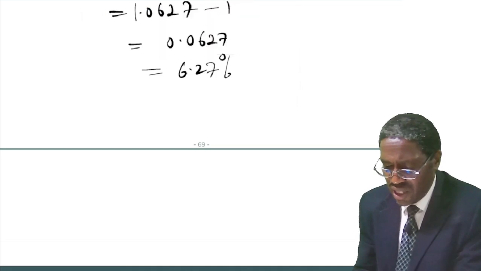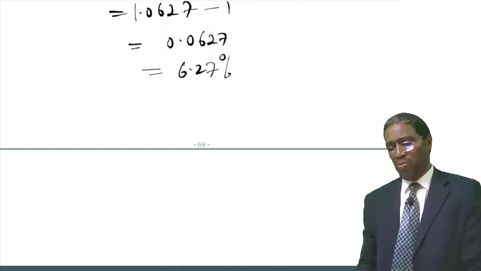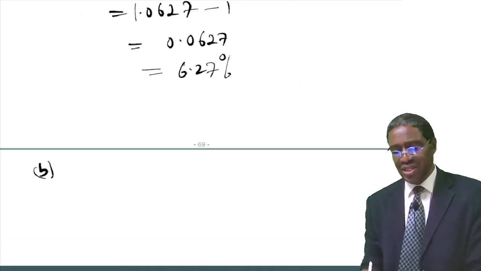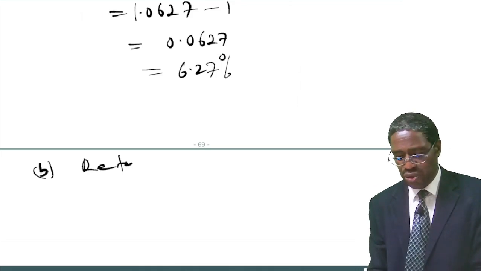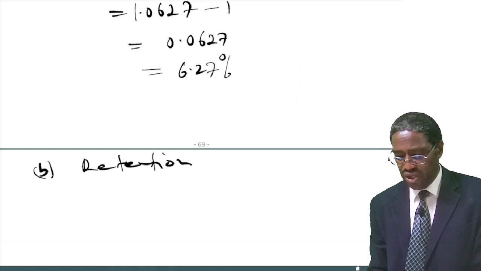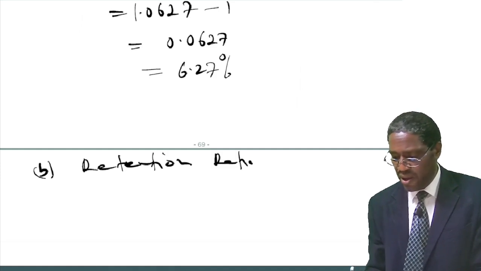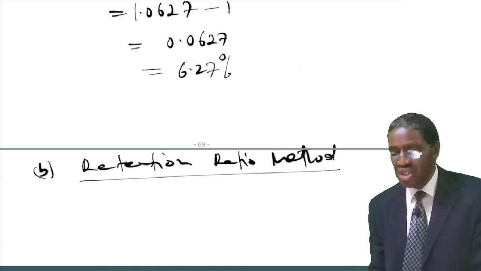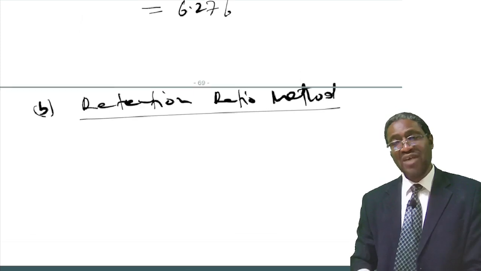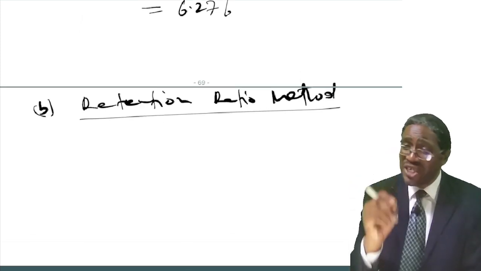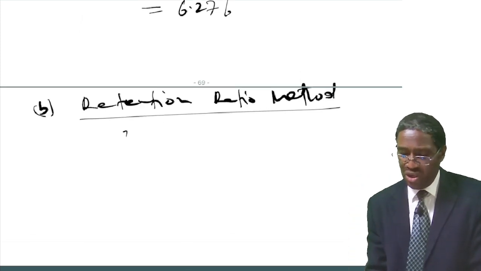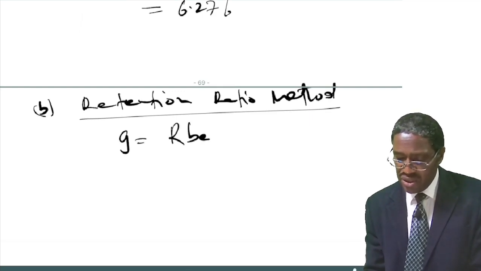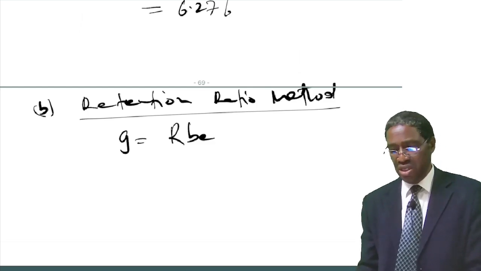Now let me discuss the second way of computing growth rate. Number 2 is what we call the retention ratio approach, or retention method approach. We are still trying to compute g, which is the growth rate. To get the growth rate using the retention ratio approach, we normally say g is equal to r times b, small e.